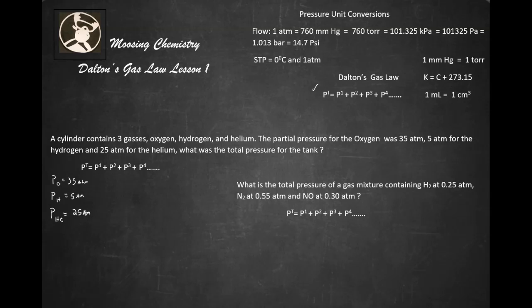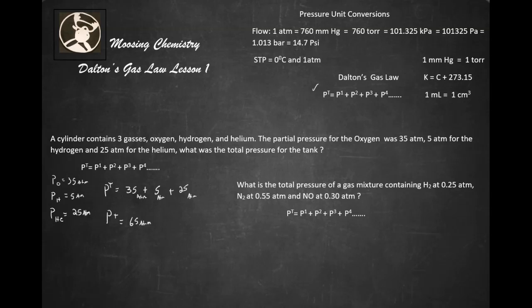All right? So all we're going to do is go PT equals 35 plus 5 plus 25. Of course, you want to write atm in there. And when you add total pressure for this, the total pressure is going to be 65 atmospheres. Pretty easy.